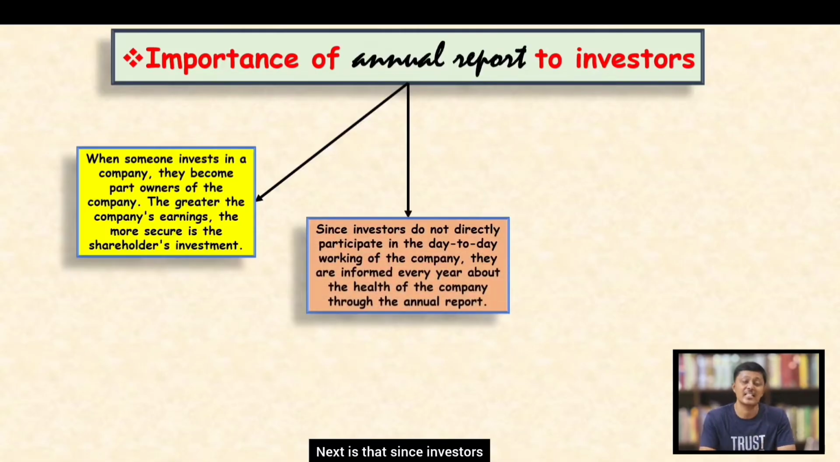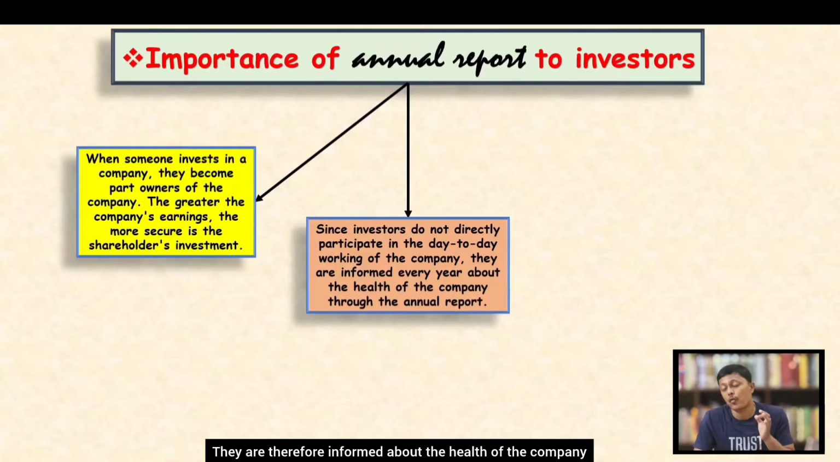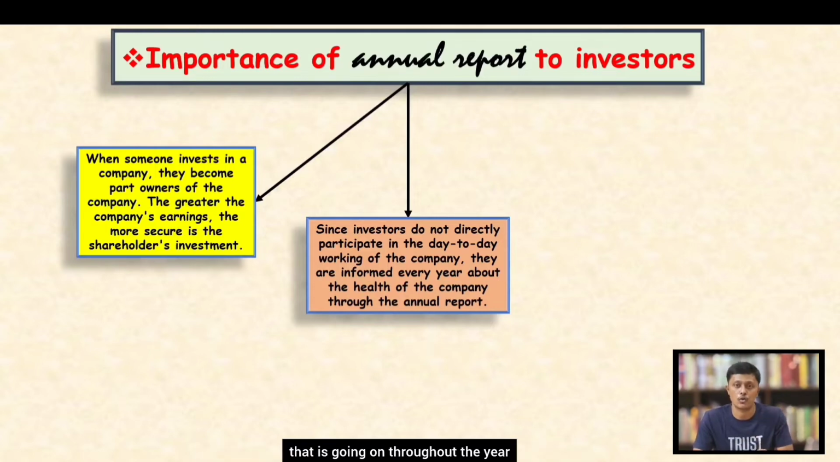Next is that since investors do not directly participate in the day to day working of the company, they are therefore informed about the health of the company throughout the year. They are informed by the annual reports. So the investors are getting the information about the company through these annual reports.